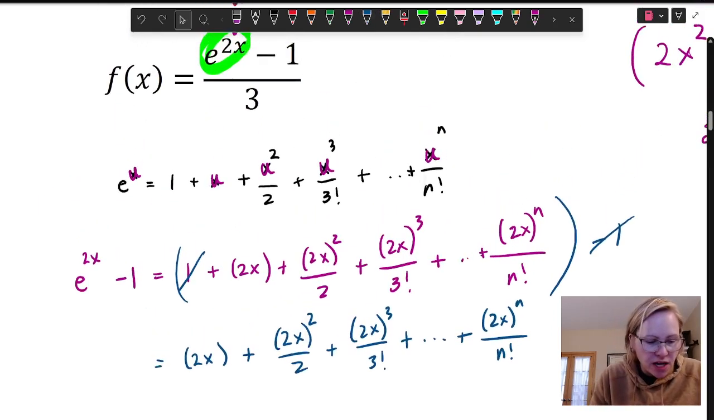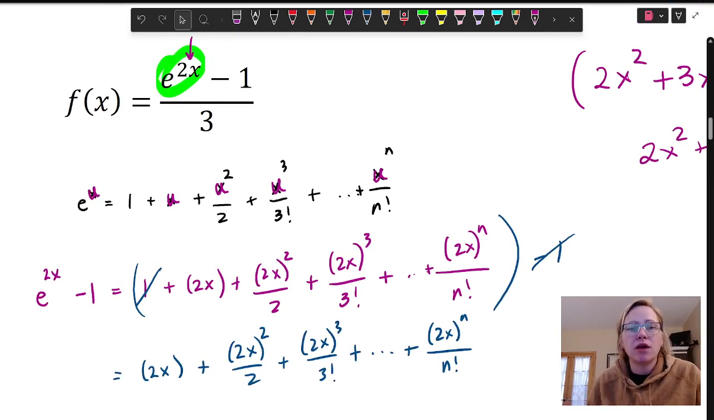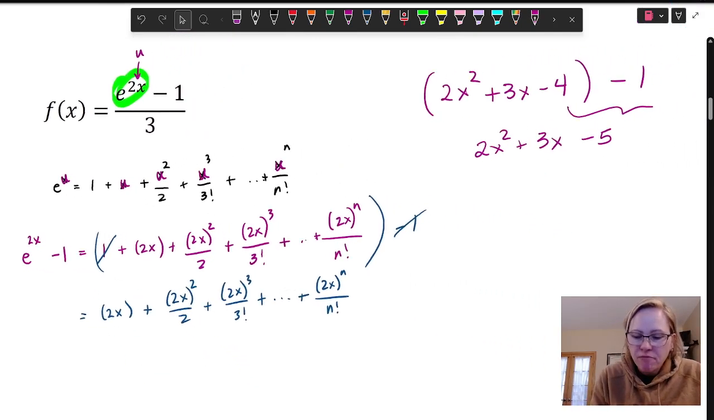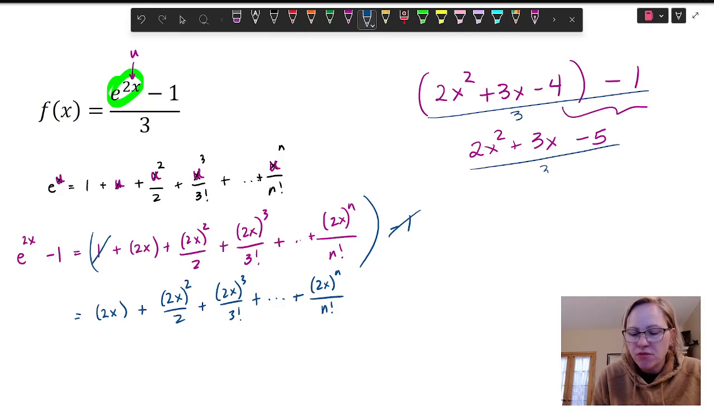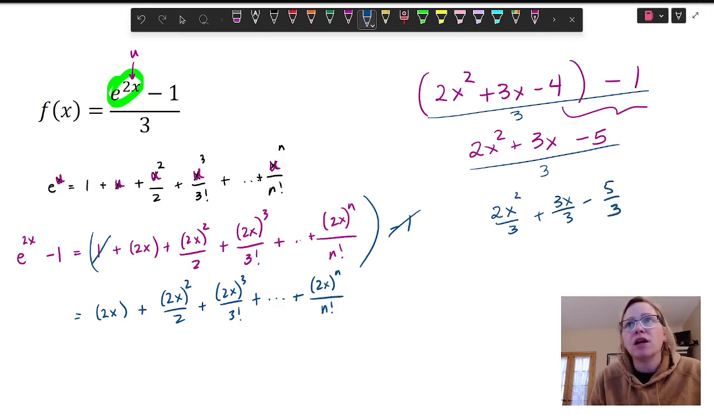Now the last piece that I have to do, it says here that I'm dividing by 3. And so in the same way, if I were taking this polynomial and dividing by 3, I would do the same thing with every term. And so I would turn this into 2x squared over 3 plus 3x over 3 minus 5 over 3. I divide every term by 3.